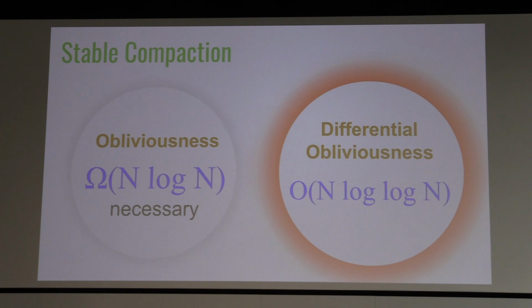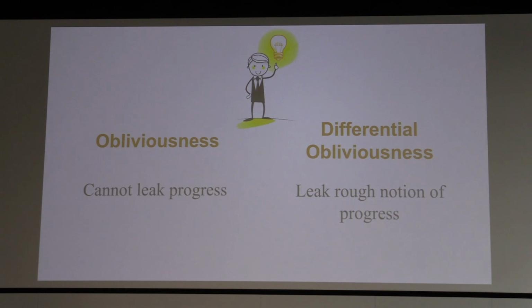So I wanted to tell you how this lower bound works, but actually I think the upper bound is more exciting. I'm going to tell you how to do it with differential obliviousness in n log n time. And the high-level intuition is, if you want full obliviousness, you cannot leak progress at all. But if you only want differential obliviousness, you want closeness only for neighboring inputs, you actually can leak a rough notion of time, a rough notion of progress, as long as this leakage is DP. So that's the thing that we are going to leverage to improve the running time.